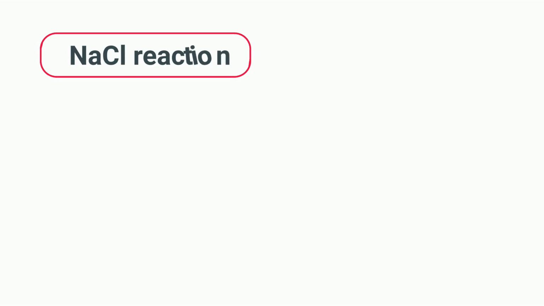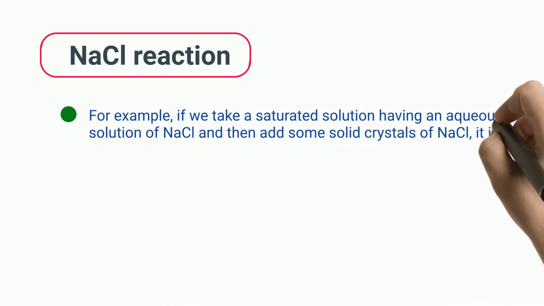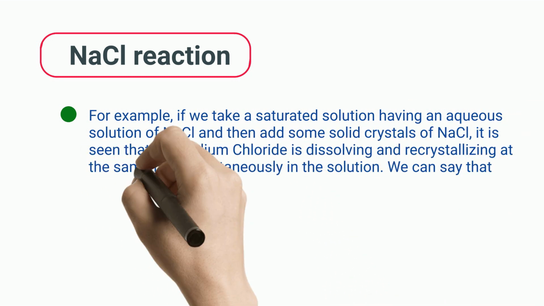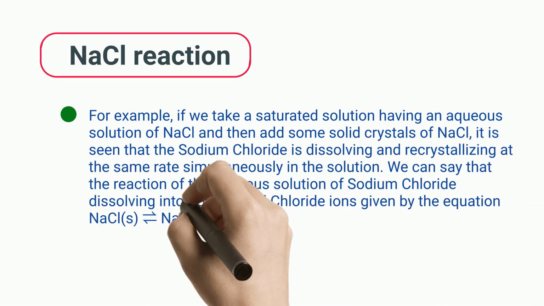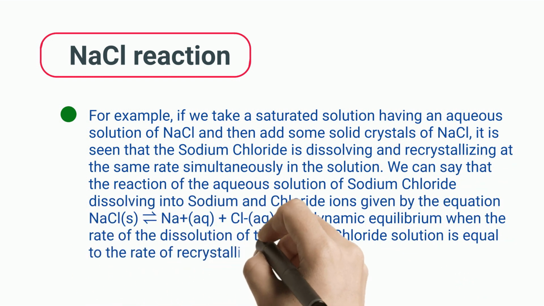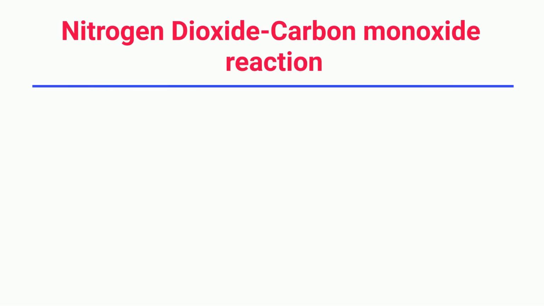NaCl reaction. For example, if we take a saturated aqueous solution of NaCl and then add some solid crystals of NaCl, it is seen that the sodium chloride is dissolving and recrystallizing at the same rate simultaneously in the solution. We can say that the reaction of the aqueous solution of sodium chloride dissolving into sodium and chloride ions, given by the equation NaCl(s) ⇌ Na+(aq) + Cl-(aq), is in dynamic equilibrium when the rate of the dissolution of sodium chloride is equal to the rate of recrystallization of Na+(aq) and Cl-(aq) ions.